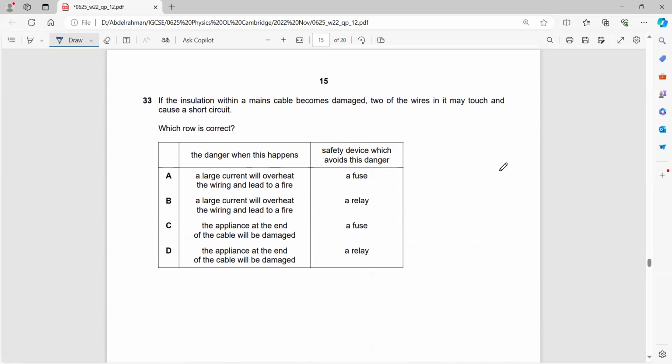If the insulation with the mains cable becomes damaged, 2 of the wires may touch and cause a short circuit. When a short circuit occurs, what happens? The current will increase. So the danger is that the large current will overheat the wiring and lead to a fire. How can I prevent this? Using a fuse.